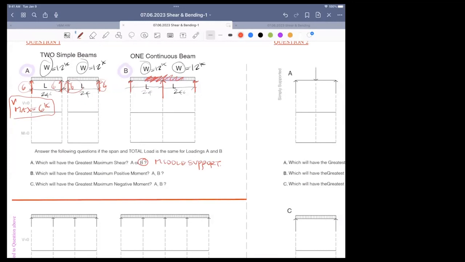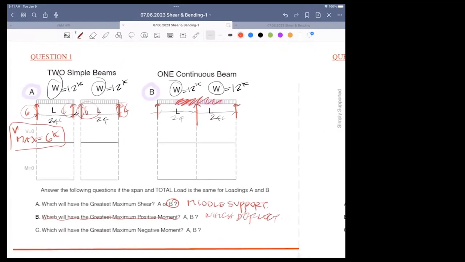Question B, which will have the greatest maximum positive moment, A or B? I don't understand this. They're asking me which deflects more. That's what they're asking me. So let me look at the deflected shapes. Whenever they ask you about moment, think deflection.